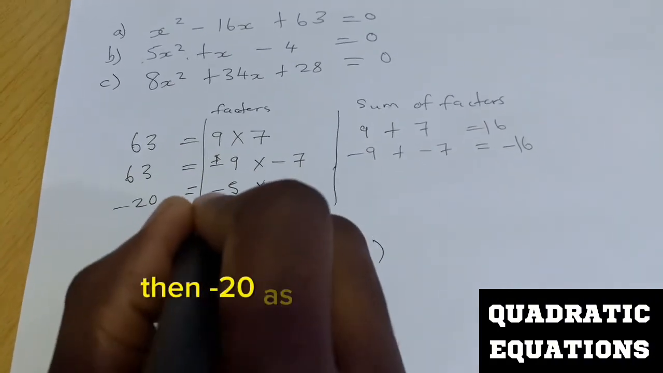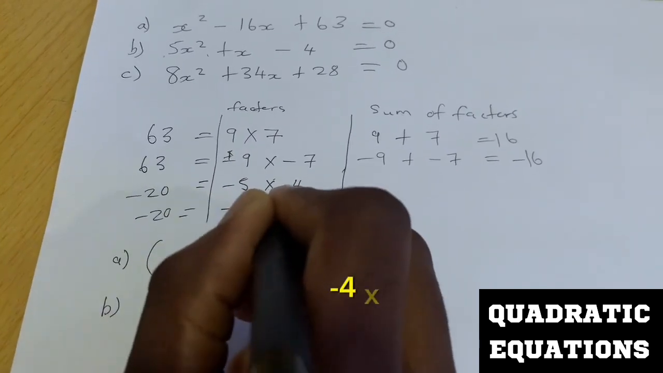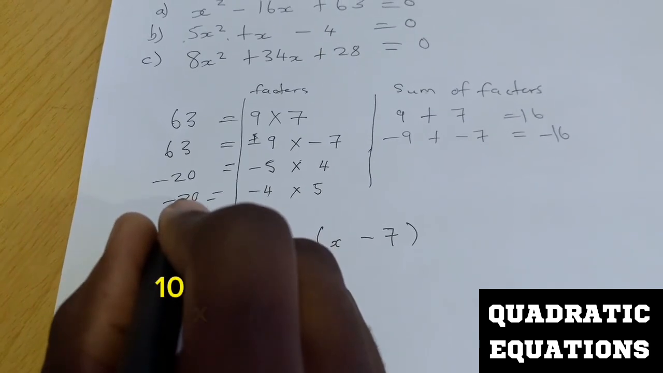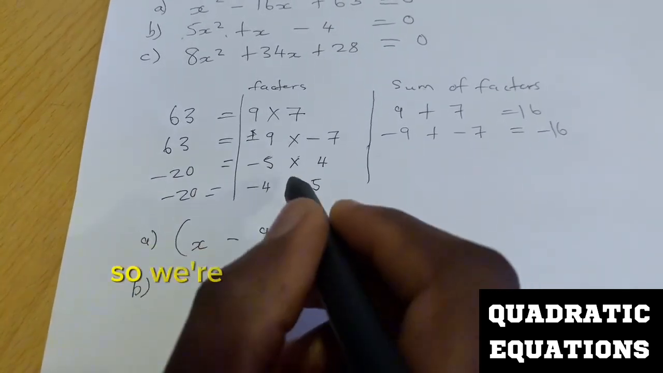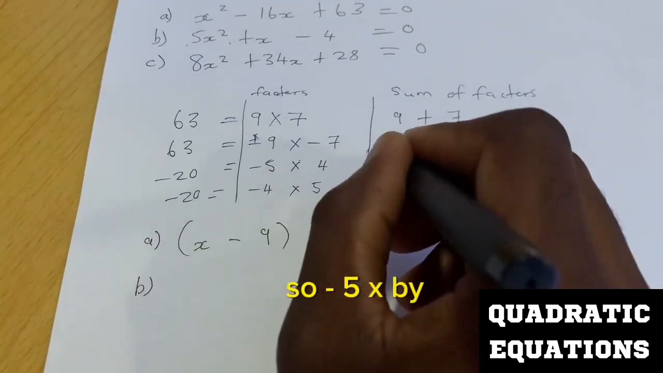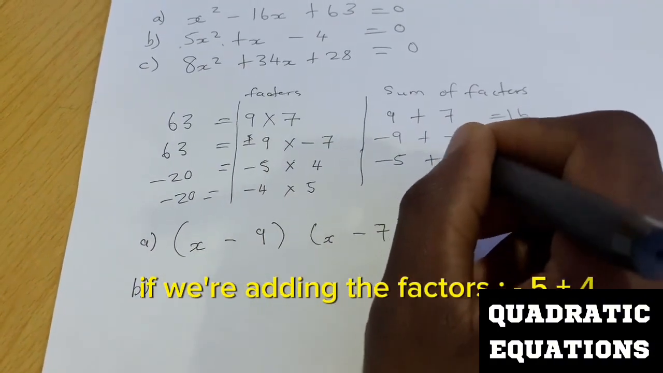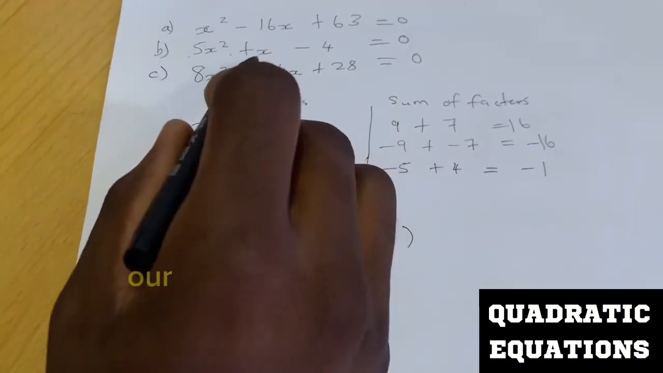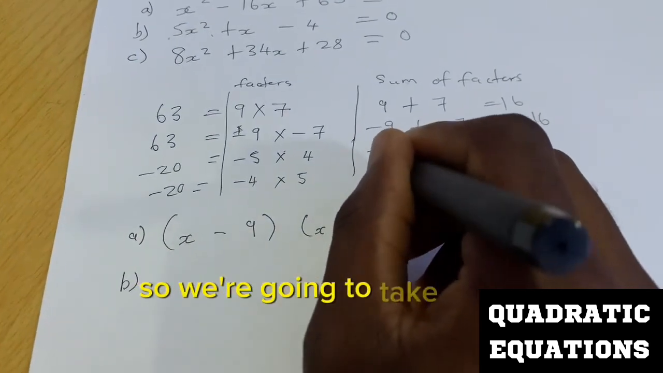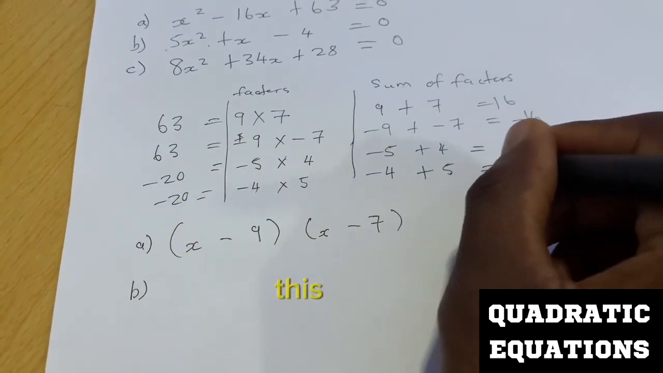Then minus 20 as well can be written as minus 4 multiplied by 5. The other factors, 10 times 2, are not going to give us 1, so we're just going to stick with these ones. If we're adding the factors minus 5 plus 4, this will give us minus 1, but our x here is positive, so we need a positive number. So we're going to take this one, minus 4 plus 5, this gives us 1.